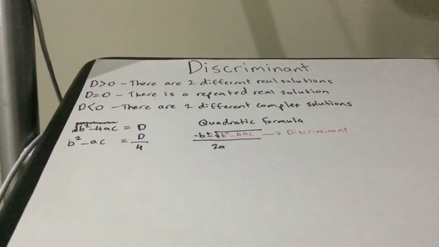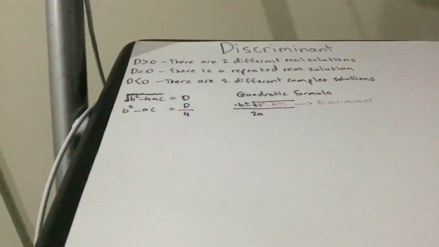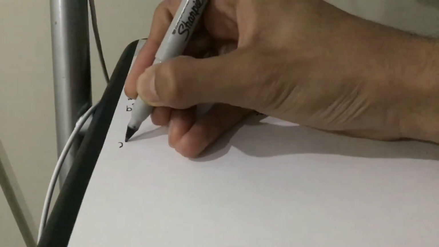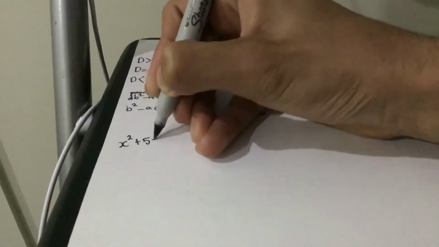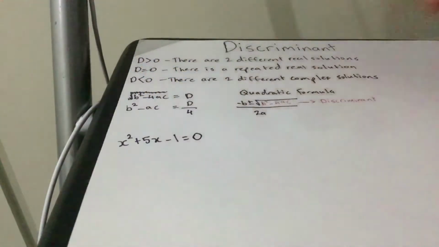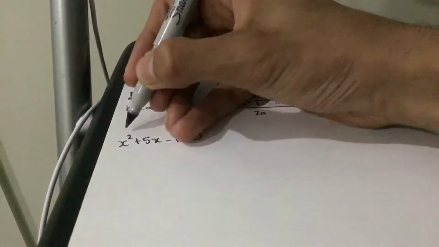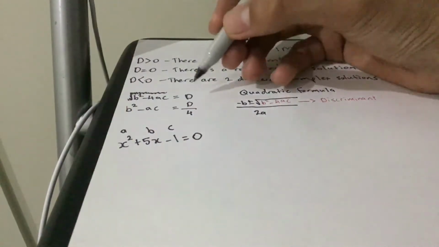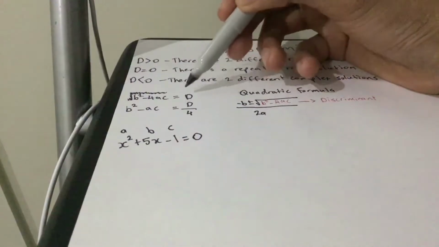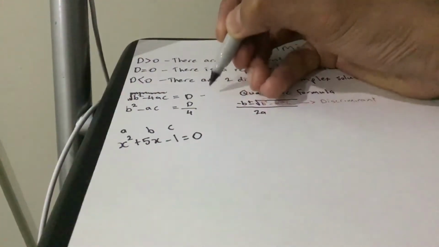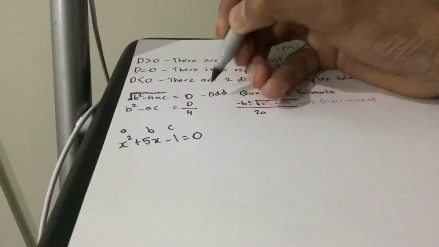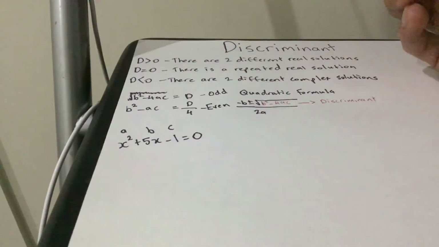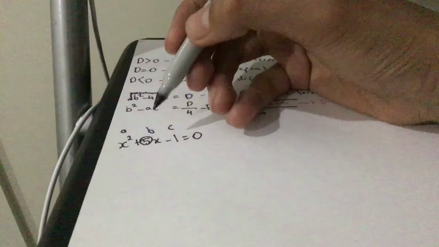Okay, so now let's find the discriminant of an equation. Let's do x squared plus 5x minus 1 equals 0. The first step is to go A, B, and C. By the way, I put up these two formulas. D is used for odd coefficients, and D over 4 is used for even coefficients. So in this case, the coefficient is odd. 5 is an odd number.